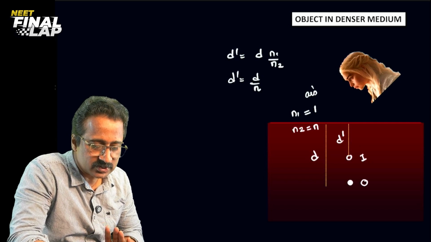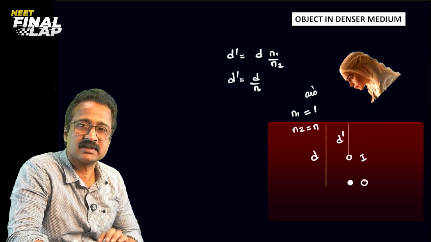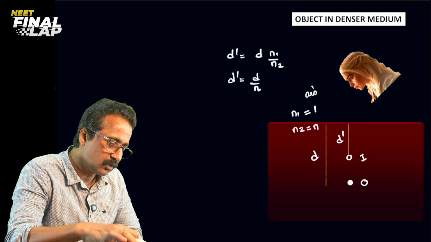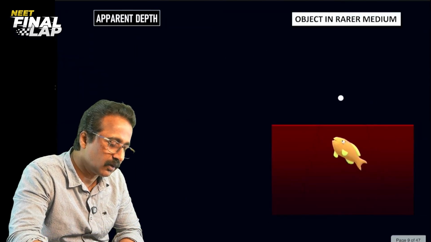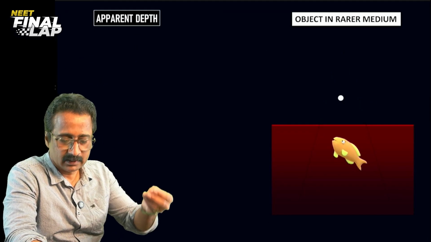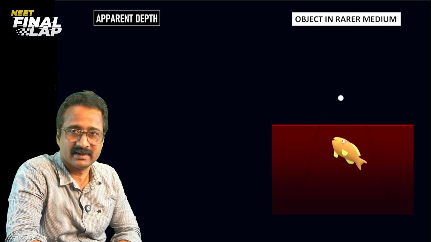D dash is just given by D divided by N. So that's how we find the apparent depth to the object. Now these equations are true only when the object is placed inside the denser medium. Now the reverse is almost the case when the object is in a rarer medium and the observer is inside the denser medium.